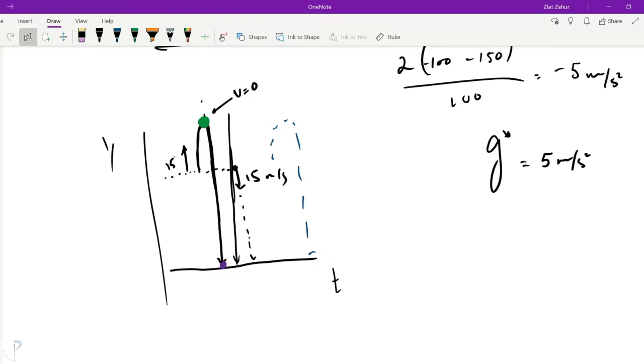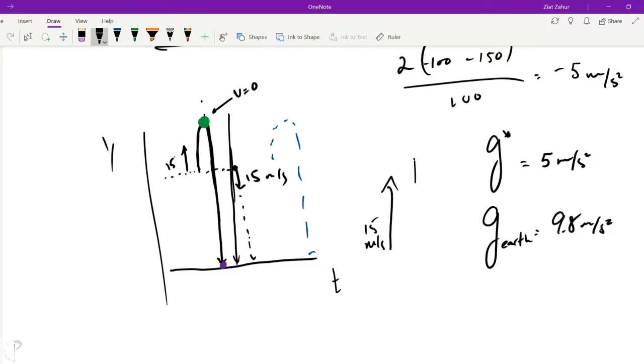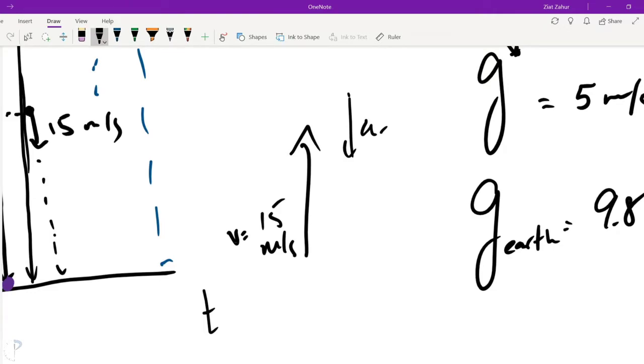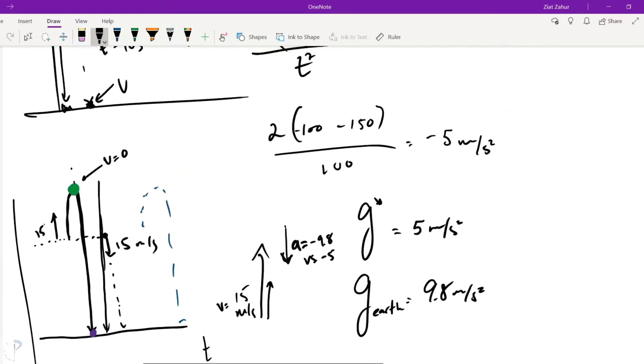Or you could just answer it conceptually. We know that gravity on Earth would be 9.8, which is more. So when you throw something upwards at 15 meters per second, and you have a higher gravitational pull downwards, so velocity is 15 with the acceleration being downwards at negative 9.8 versus negative 5. If you're accelerating downwards at a higher rate, of course you're going to slow down in a shorter amount of time. Therefore, you don't go as high. So height on Earth is definitely less.